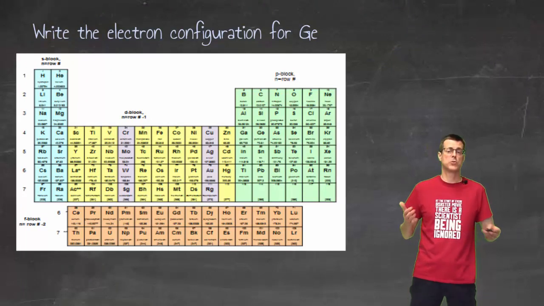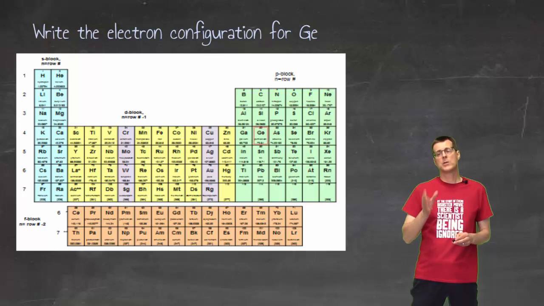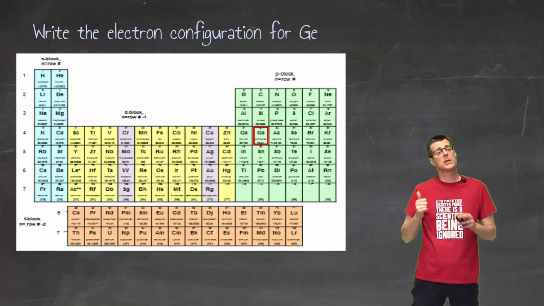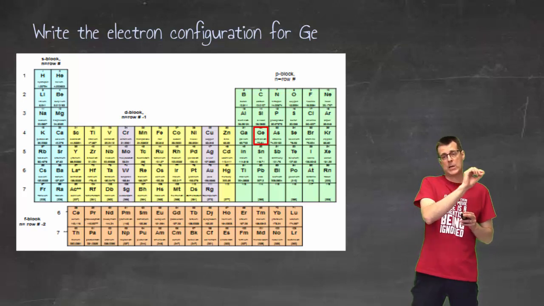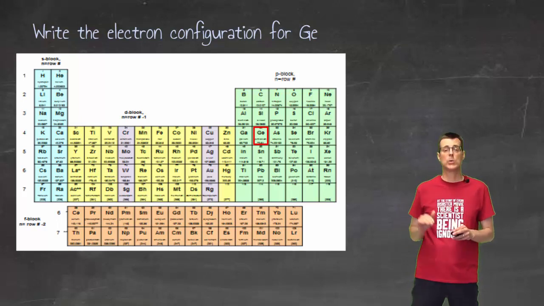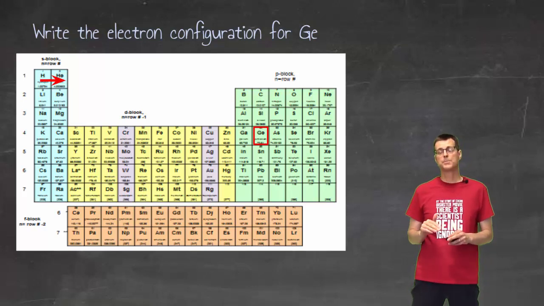Well, let's start with germanium. I'm going to write the electron configuration for germanium, and what I'm going to do is find germanium on the periodic table. Good first start. Then, in the same way I started orbital box diagrams with hydrogen, I'm going to start electron configurations with hydrogen. I'll work my way from hydrogen to germanium, going across the periodic table, doing exactly what it tells me to do. So I start across the first row.